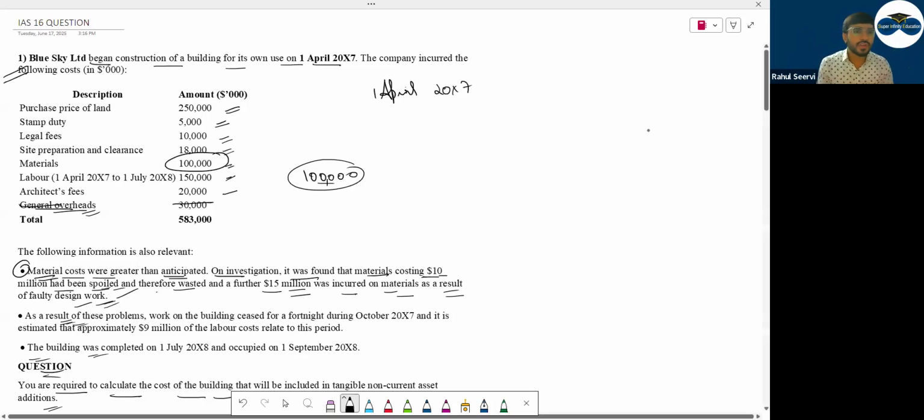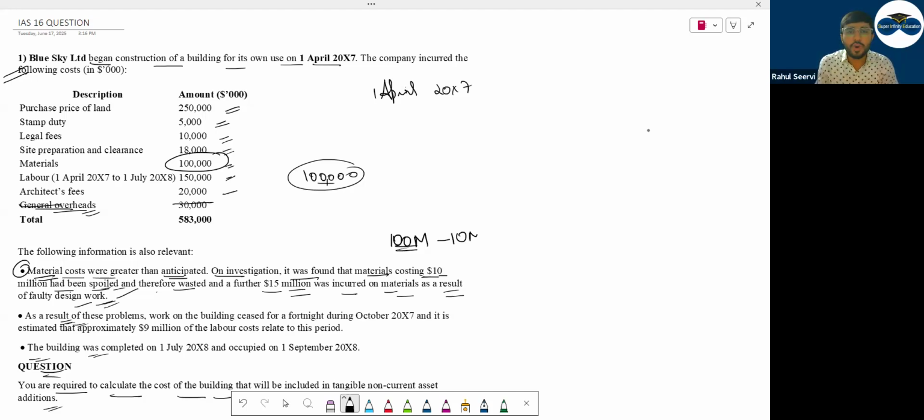So can I say these both items are abnormal? Now, can I say we have totally recorded 100 million as the value of the construction part? This 10 million is abnormal, and the further 15 million will also not be included. So can I say ultimately only 75 we have to include?